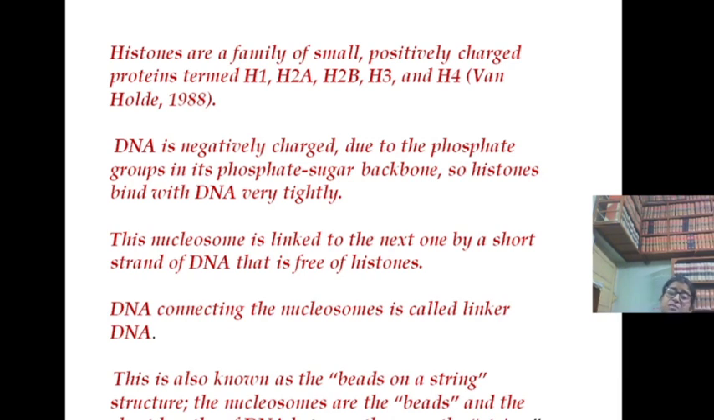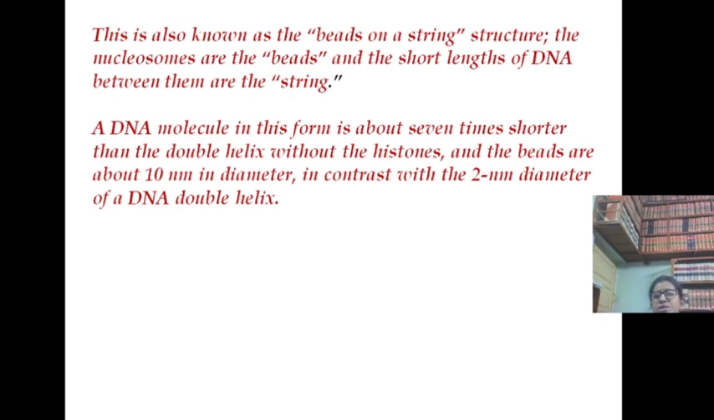So it's known as the beads on a string structure. The nucleosomes are the beads, and the short lengths of DNA are the string. A DNA molecule in this form is about 7 times shorter than the double helix without the histones. The beads are about 10 nanometers in diameter, in contrast with the 2 nanometer diameter of a DNA double helix. So just imagine the amount of condensation taking place. It is being shortened 7 times in a single go.